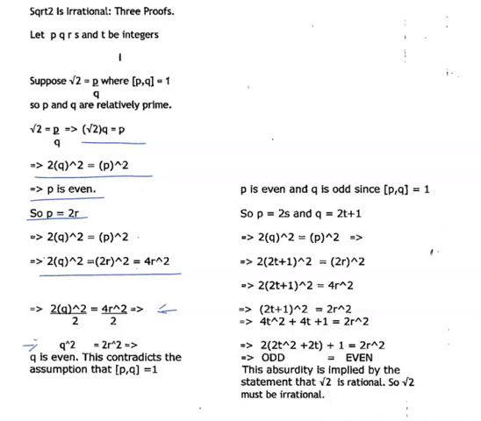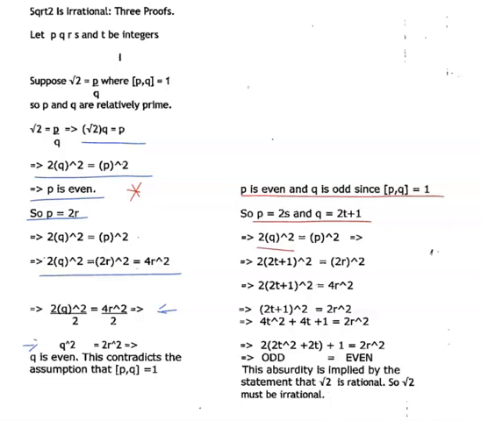Now, when we come to the conclusion that p is even, we could go another way. We could observe that this means that q is odd, since their greatest common divisor is 1. So p will equal 2s and q will be 2t plus 1.